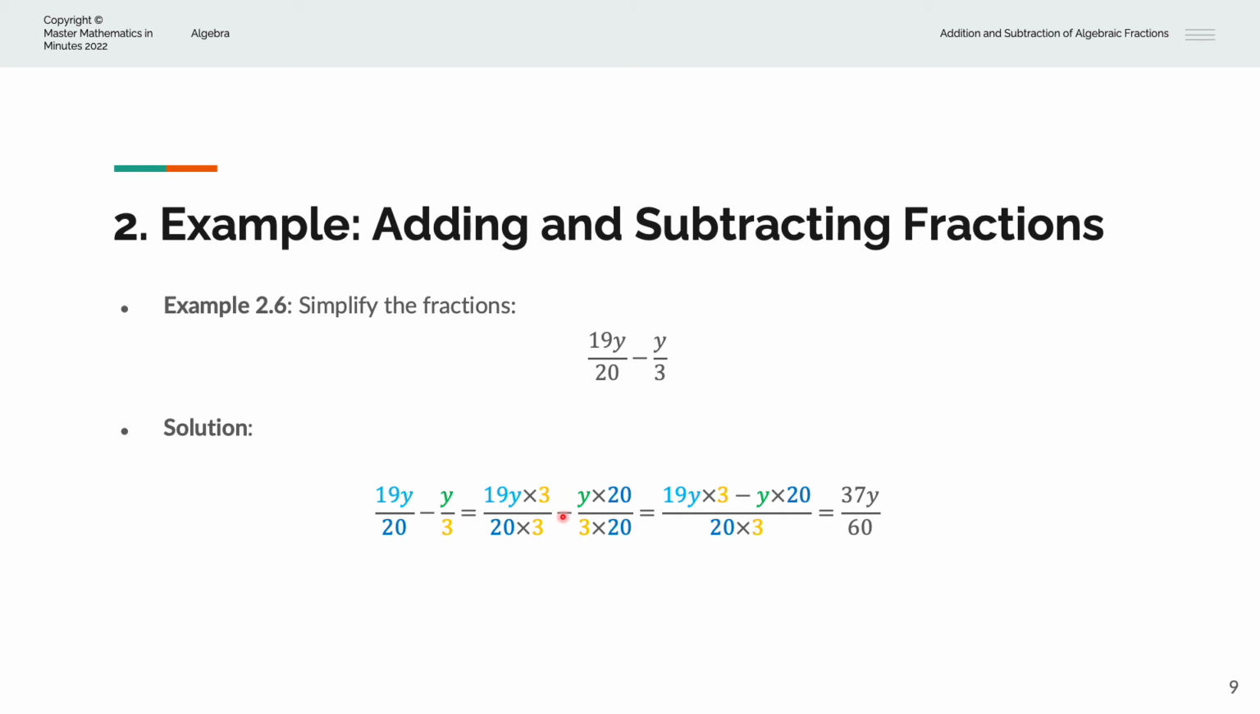We'll copy the minus sign across, and for the second fraction, which is y over 3, we'll multiply both the numerator and denominator by 20. And so that becomes y multiplied by 20 over 3 multiplied by 20. So we now have these two fractions stated on the same common denominator, which is 20 multiplied by 3, and we can carry that across. And because of that, we're able to subtract the numerator, and that becomes 19y multiplied by 3 minus y multiplied by 20. And that simplifies to 37y over 60.